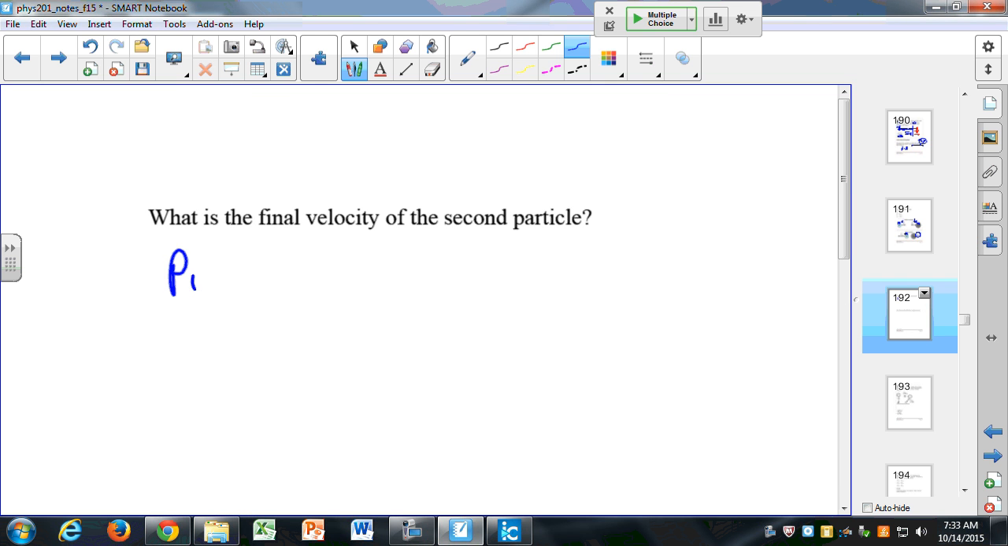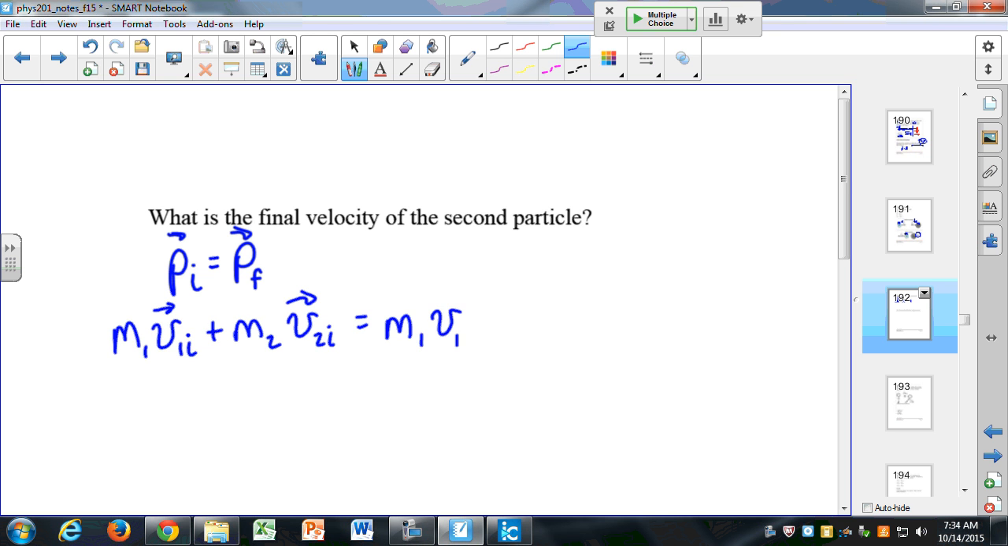The way I'll work this is I'll say that pi is equal to pf, and then I just add up the momenta of the first two particles and set that equal to the momenta of the second two particles. That's m1 v1i plus m2 v2i, equal to m1 v1f plus m2 v2f. Remembering that these are all vector quantities, and so I'll need to consider the signs of those velocities. And then I just put in the numbers.